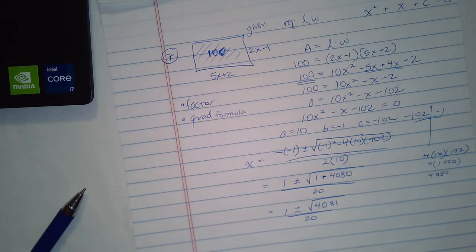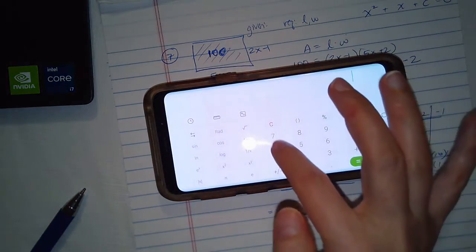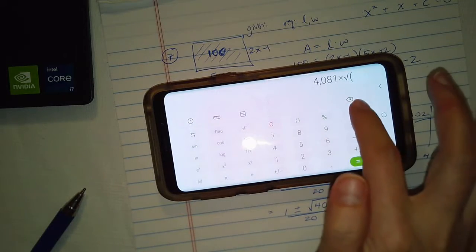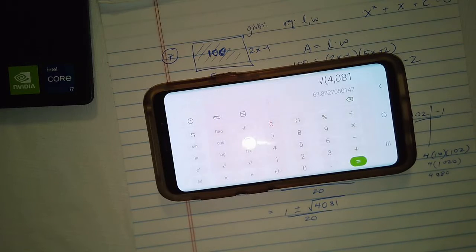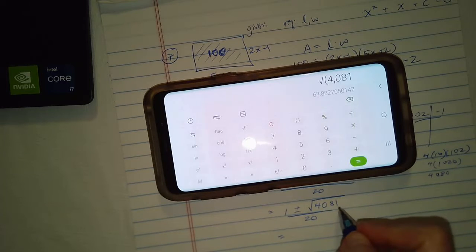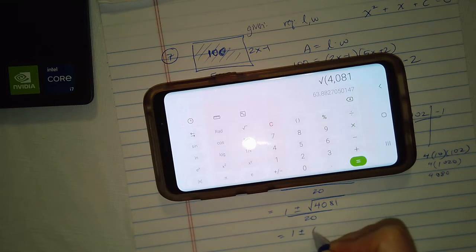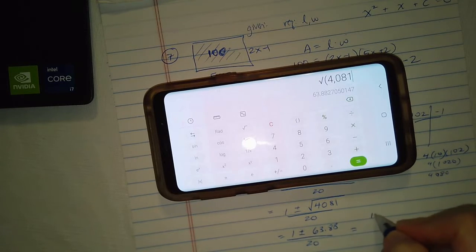I don't know the perfect square for that, so let's just quickly pull out a little calculator. Okay, 4081 square rooted. So here we go. So 4081, we want to square root that thing. Oops, this calculator does it a little differently. So we get 63.8. Okay, so we can reduce it. I'm just trying to think of how to split this one up. But let's just say it's 1 plus or minus 63.88 all over 20. Okay, so we either have 1 plus 63.88 over 20 or 1 minus 63.88 over 20.